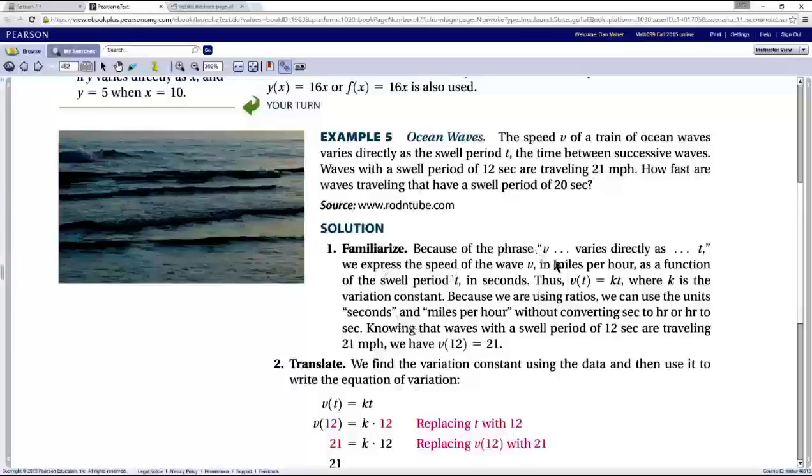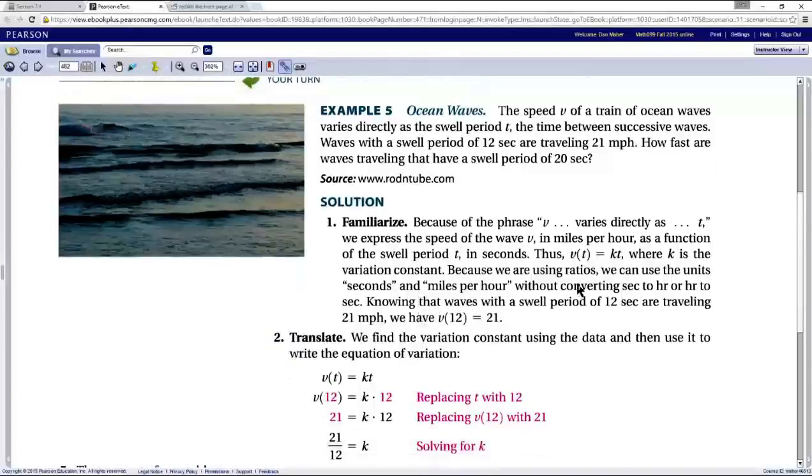Because the phrase v varies directly as t, we can express the speed of a wave in miles per hour as a function of the swell period t in seconds. Okay? So in other words, they're setting up, how do I put this into a function? How do I interpret this into algebra? So they say thus the velocity of swell period time equals this constant times time. Okay? They use that k again, representing constant.